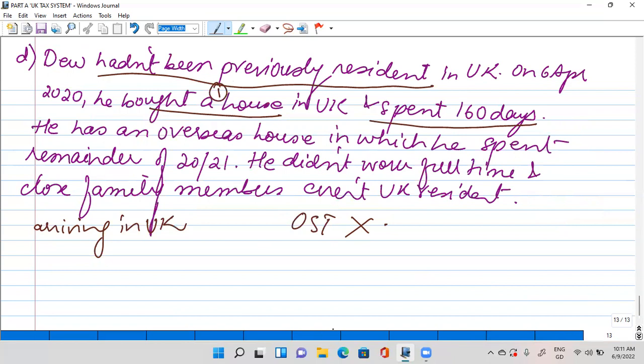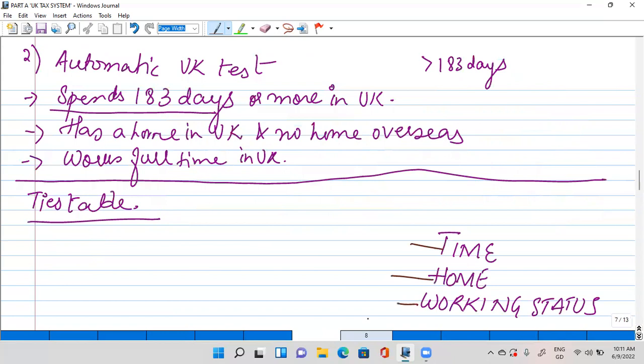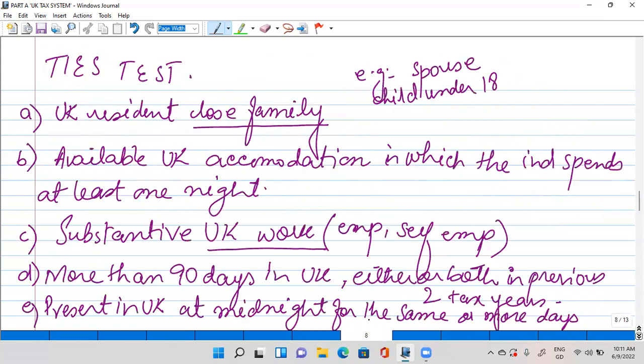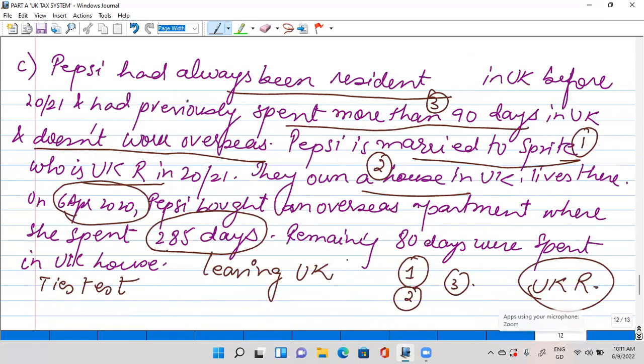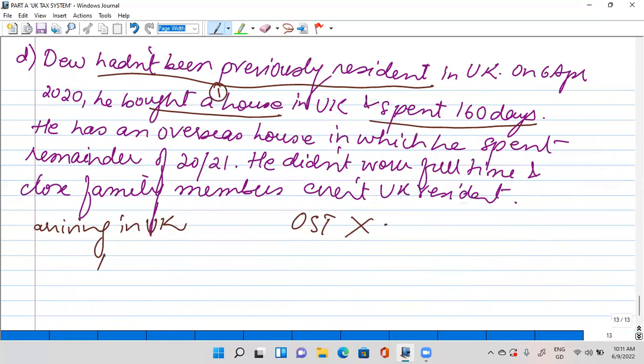Let's go through the ties test for the last time. Is his close family member over there? No, we don't know about it. Available UK accommodation? Yes, he has the house. He doesn't work. He has not spent more than 90 days. So he will be considered a non-UK resident because he doesn't have the 2 ties. He's only meeting 1 tie, right?